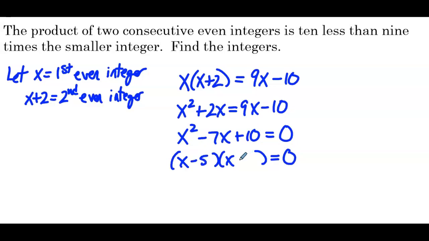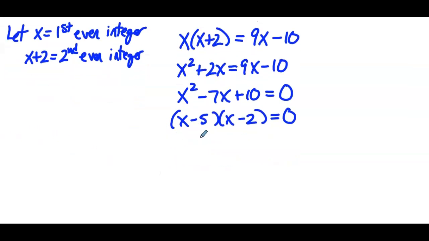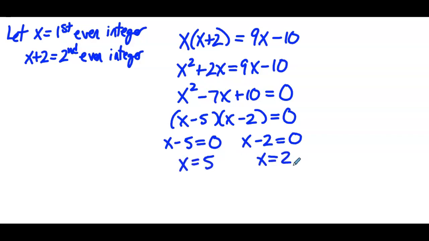So negative 5 and negative 2. So our factors are x minus 5 and x minus 2 equals 0. By the zero product property, either x minus 5 equals 0 or x minus 2 equals 0. So either x equals 5 or x equals 2.